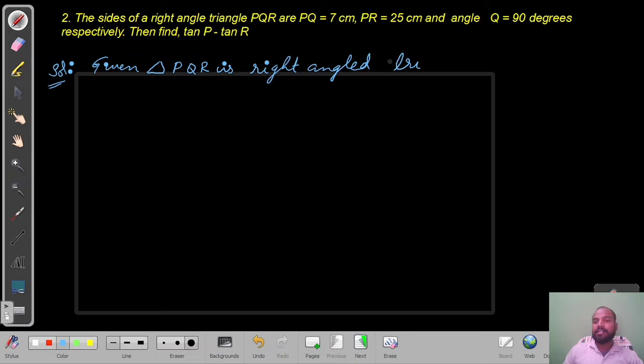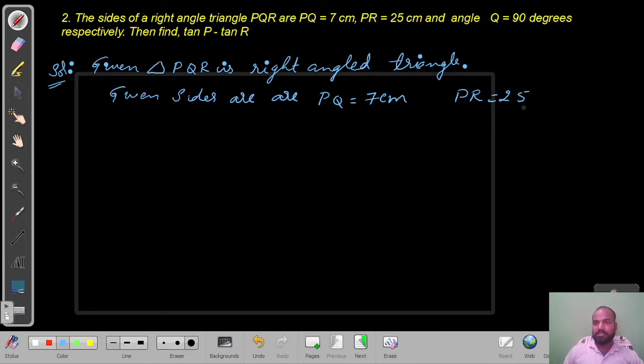Right angled triangle. So the given sides are PQ equals 7 centimeters and PR equals 25 centimeters. There is a right angle at Q. This is our hint.